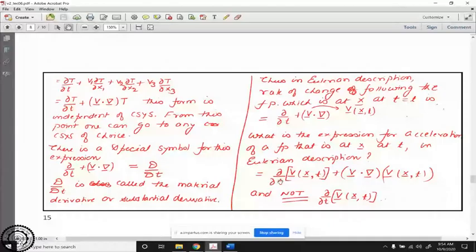So in Eulerian description, the acceleration of a fluid particle will be found like this: del t of the velocity vector v. The entire vector becomes the operand, right? It is being operated by del t, and then the advection operator will also act on the entire velocity vector. So it's v dot del v plus partial v with respect to time, add all these up, and that will give you the acceleration of a fluid particle which is at x at time t.